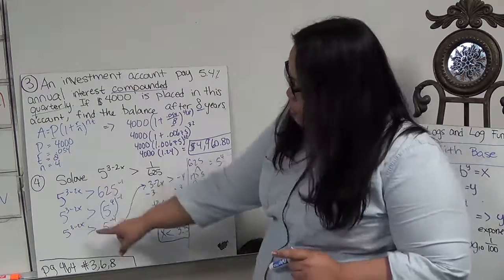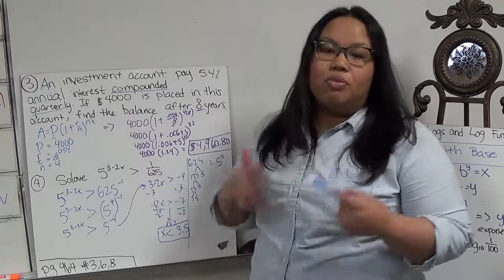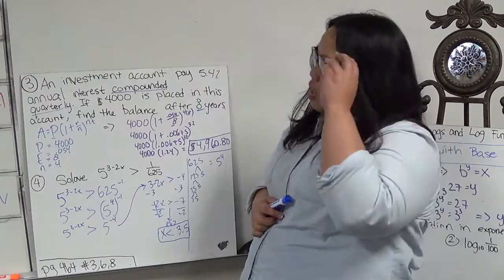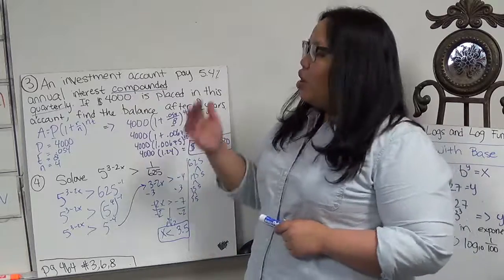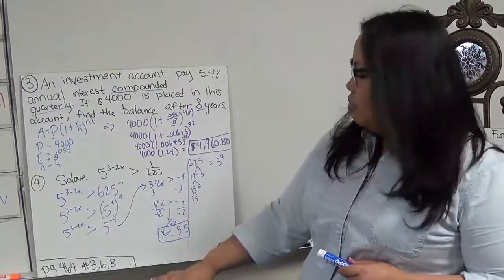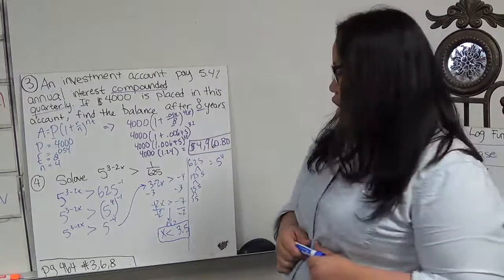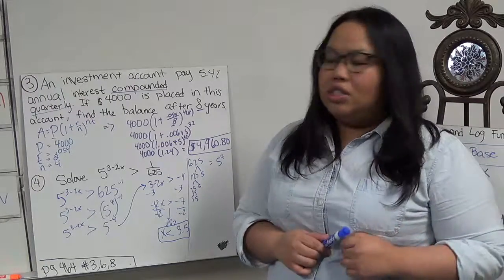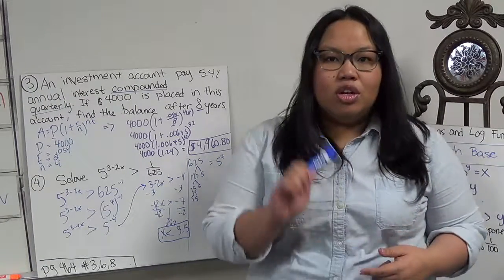So the goal is to get the same base, and then all this should just be a review from last chapters, previous chapters. So go ahead and pause and write this down, and try page 464, numbers 3, 6, and 8. I will see you in class.